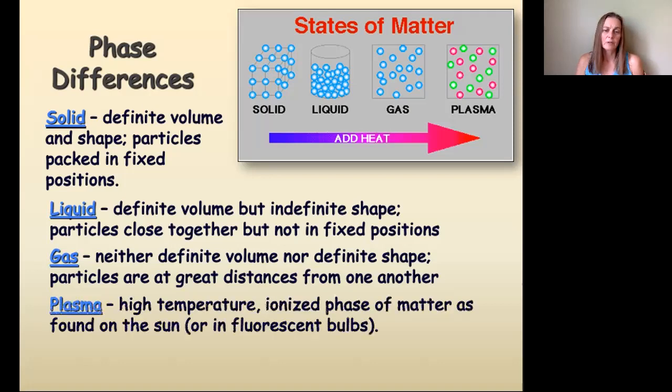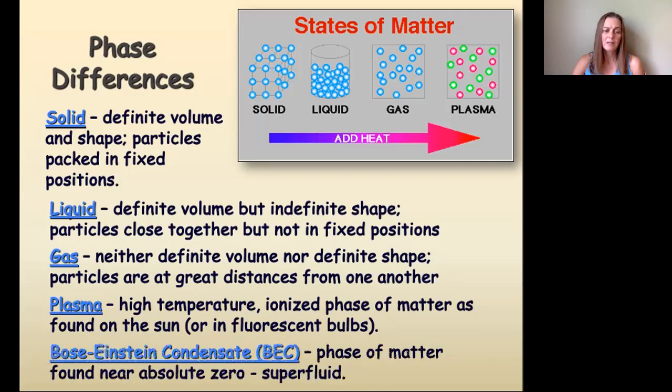And then, of course, the 4th state of matter that you may have already heard of is called a plasma. So this is an ionized phase of matter. It happens at extremely high temperatures and usually is found on the sun. We also take advantage of plasma for many functions of our modern life: fluorescent bulbs, plasma TVs.